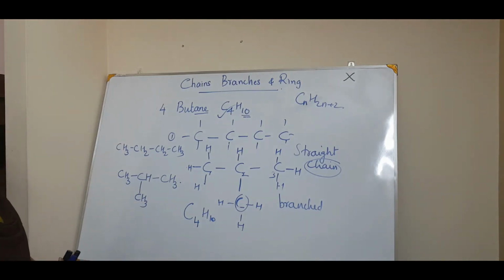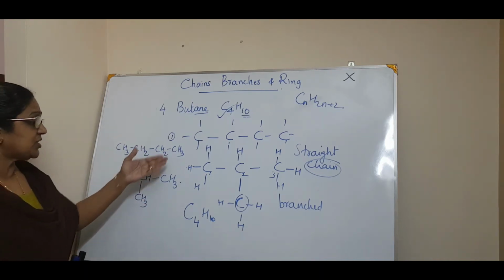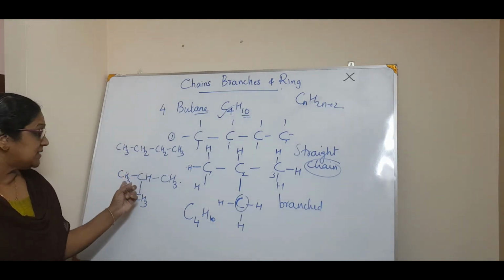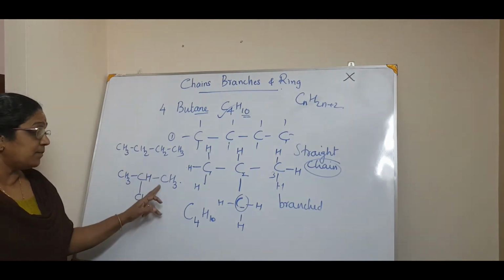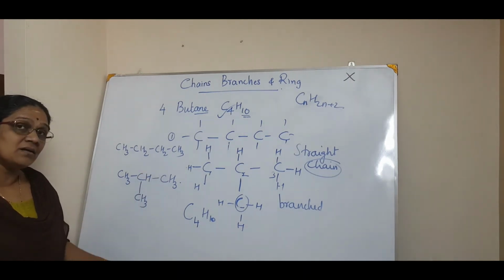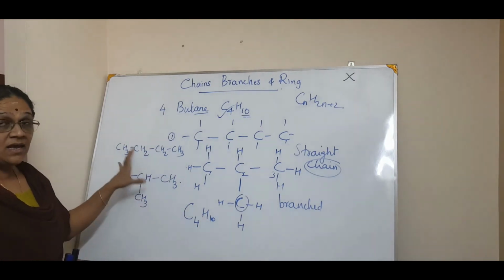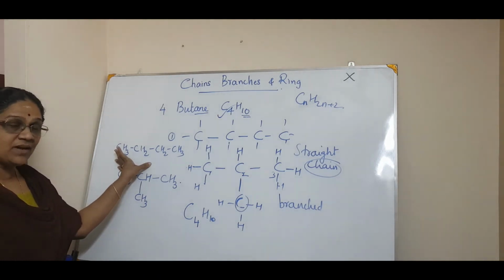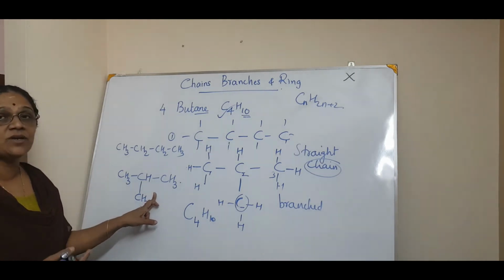So, listen. Are these two structures the same or different? Definitely, this structure is different from this structure, because this is a straight chain structure and this is a branched structure, isn't it? But are their formulas the same? This is a molecule, you can say. Now the molecular formula is the same. In this case it is C4H10. In this case also C4H10.